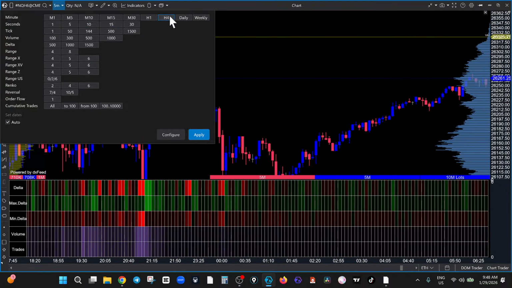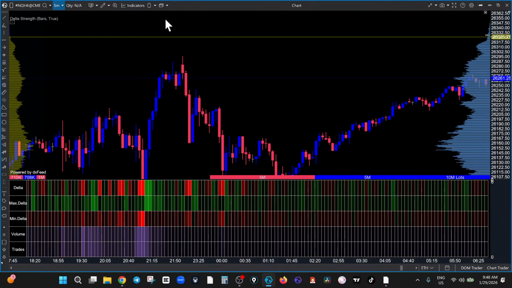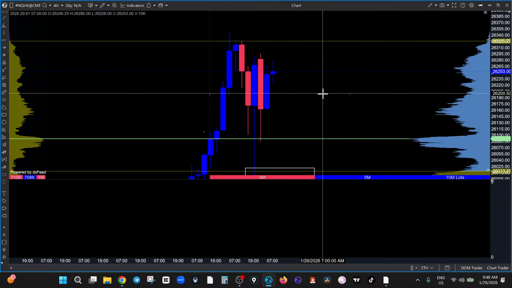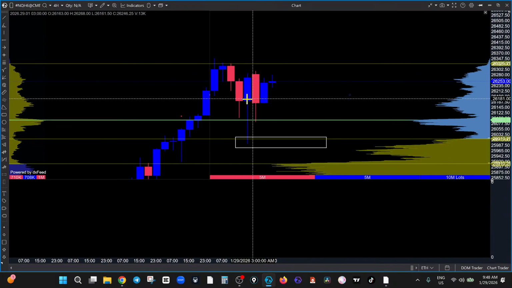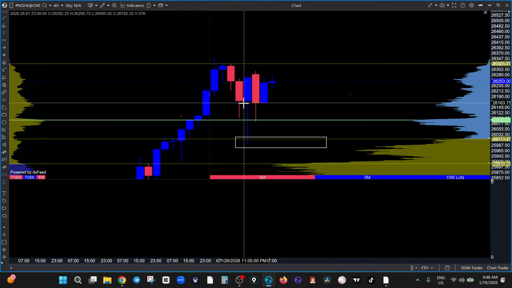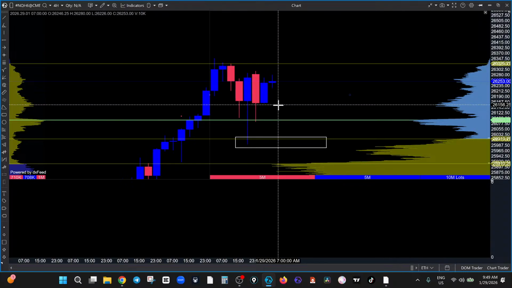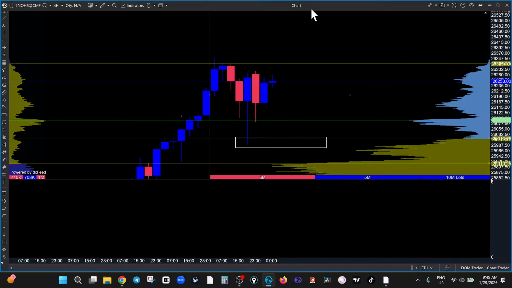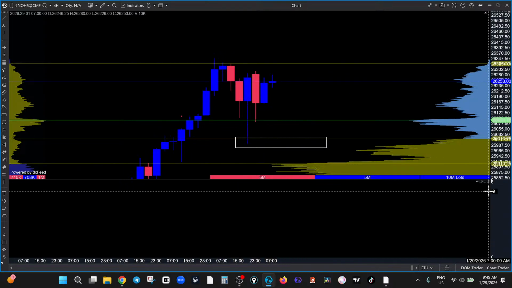So we have our setup here for 4 hour. You want to take the entry when it comes down here, right? If that doesn't happen, a close above, retest, take. Okay.